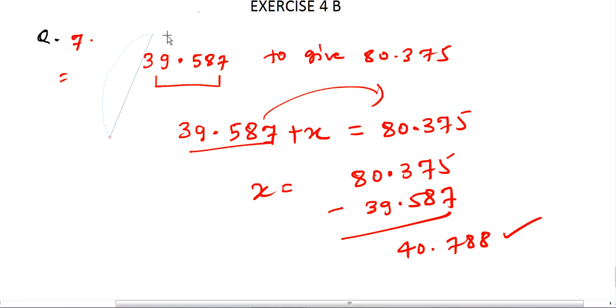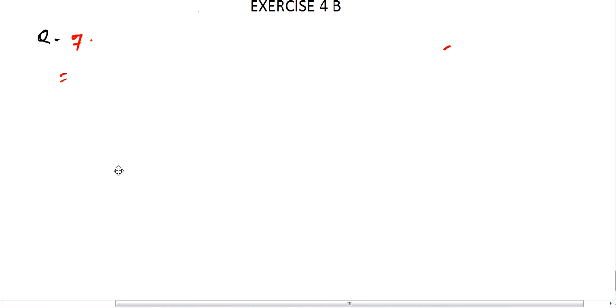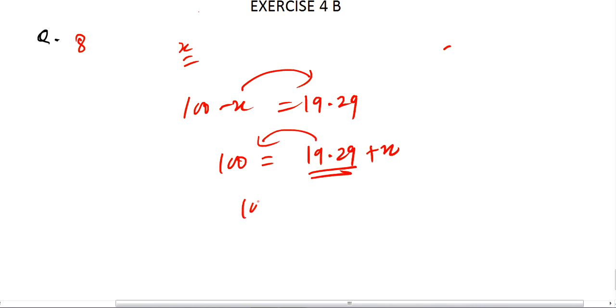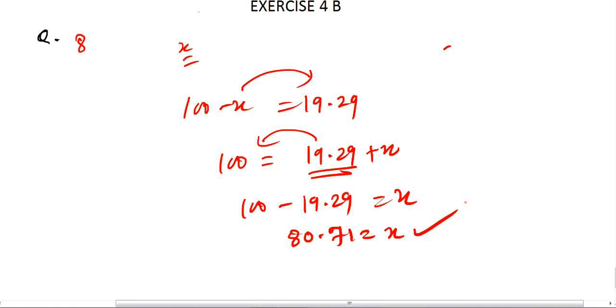Then question number 8 is, what should be subtracted from 100 to give 19.29? So we are subtracting x. So 100 minus x equals to 19.29. Transpose this x to the right hand side. So 100 equals to 19.29 plus x. Now transpose this to this side. So 100 minus 19.29 equals to x. Now subtract this. So 80.71 you will get, which will be the required answer. Clear? 9th is easy, only you have to subtract.